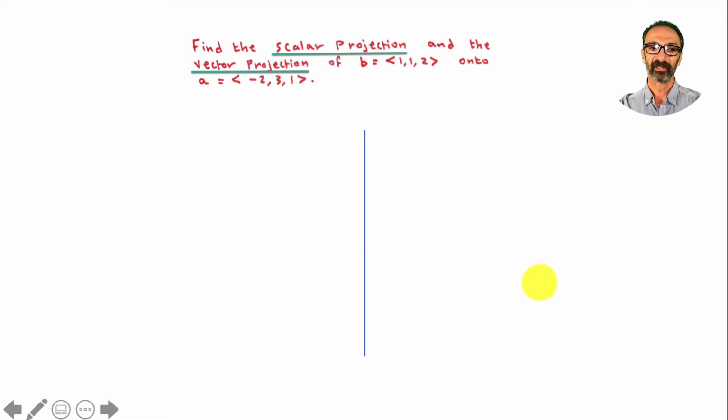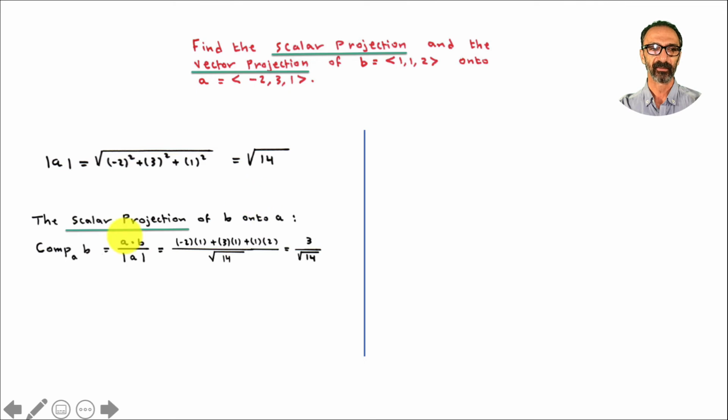Find the scalar projection and the vector projection of P, 1, 1, 2, onto A, -2, 3, and 1. Well, we know the formulas, so I'm trying to find the components or the ingredients first. Let's do that. You know how to find the magnitude of A. The scalar projection is A dot B over A. To do the multiplication, it's kind of small to read here, but you know how to do it. 1 times -2, 1 times 3, and 2 times 1, and add them up. It's a 3. Over the magnitude of A, which was done on the side, square root of 14. Done. We're done. That's it. That is the scalar projection.